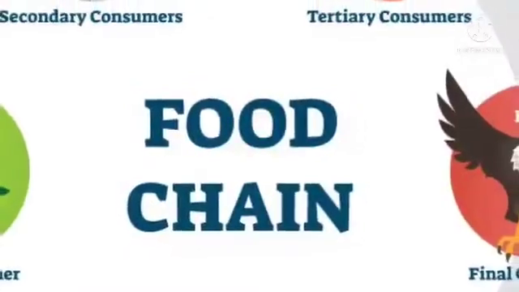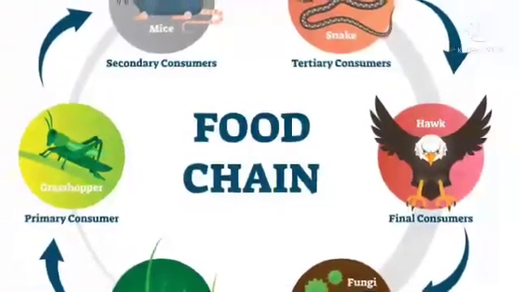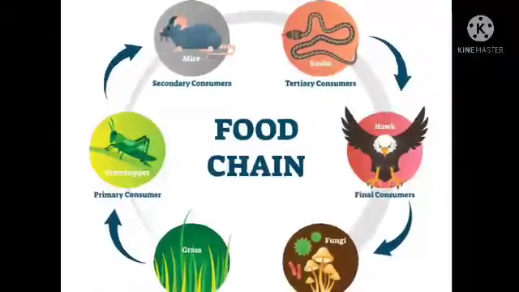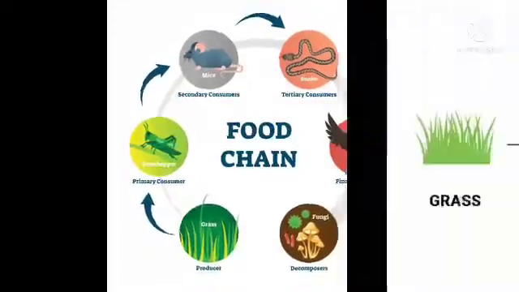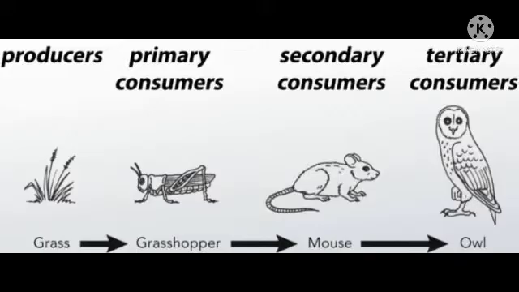Now let us discuss food chain. A food chain is the flow of food energy from one organism to the next and to the next and so on. They usually start with the producer and end with the carnivore. Example, food chain in forest: grass eaten by deer, which is eaten by tiger. Second example, food chain in grassland: the grass is eaten by grasshopper, then eaten by a mouse, and then eaten by an owl.